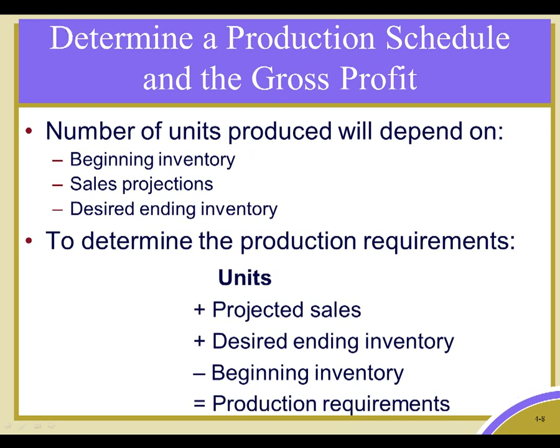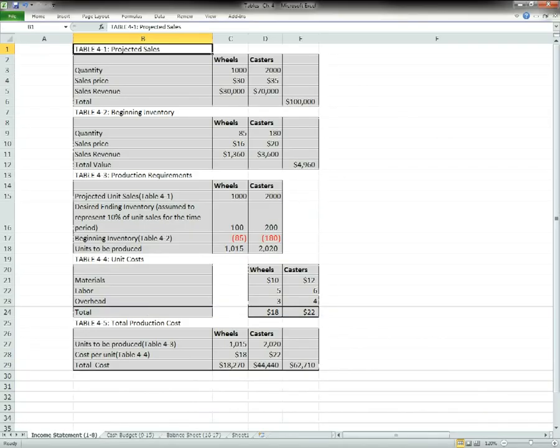Okay, so to determine the production requirements, we're going to take the projected sales. We need to produce enough to sell those. We need to produce enough to have some ending inventory left. We don't need to produce things that we've already produced, so we're going to subtract off the beginning inventory, and that's going to leave us with the production requirements for this 6-month period. So let's bring this back up.